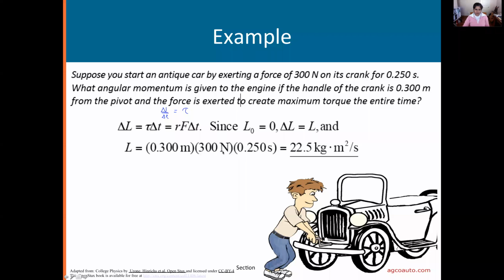What are the units? Units are meters, newtons, seconds. If you break down newtons into its constituent mass times acceleration, you're going to get kg meters per second squared. One of the seconds cancels out, gives you kg meters squared per second. This is the unit for angular momentum: kg meter squared per second.